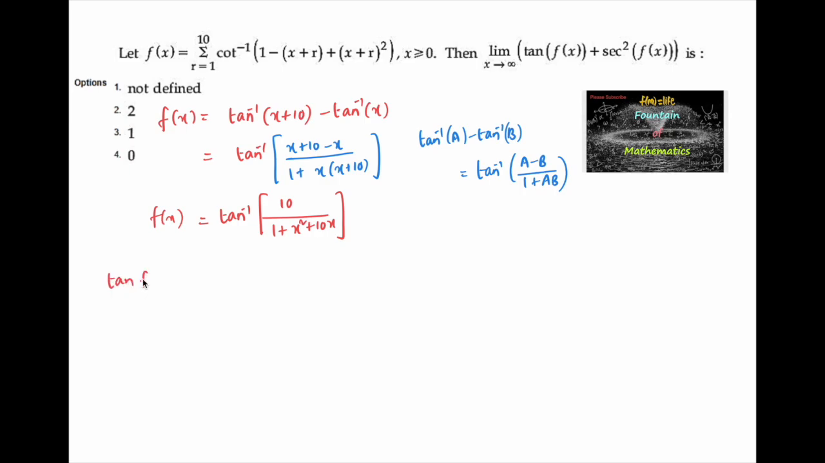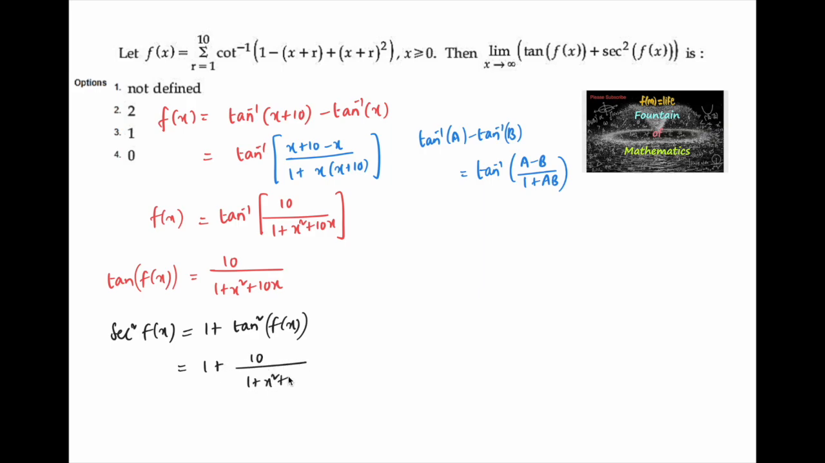So we have tan of f(x) equal to 10 upon (1 plus x square plus 10x), and also secant square of f(x) is equal to 1 plus tan square of f(x), which is equal to 1 plus (10 upon (1 plus x square plus 10x)) whole square, which is equal to 1 plus 100 upon (1 plus x square plus 10x) whole square.